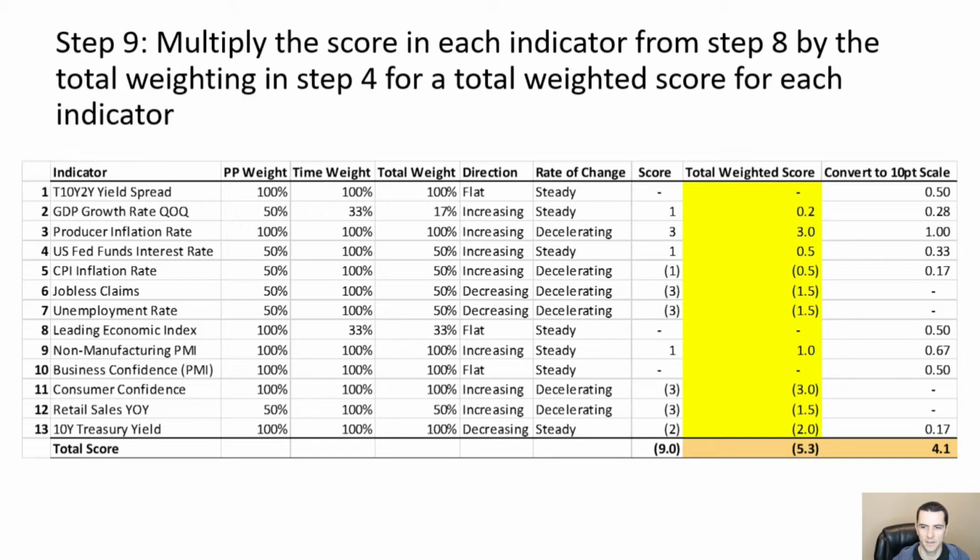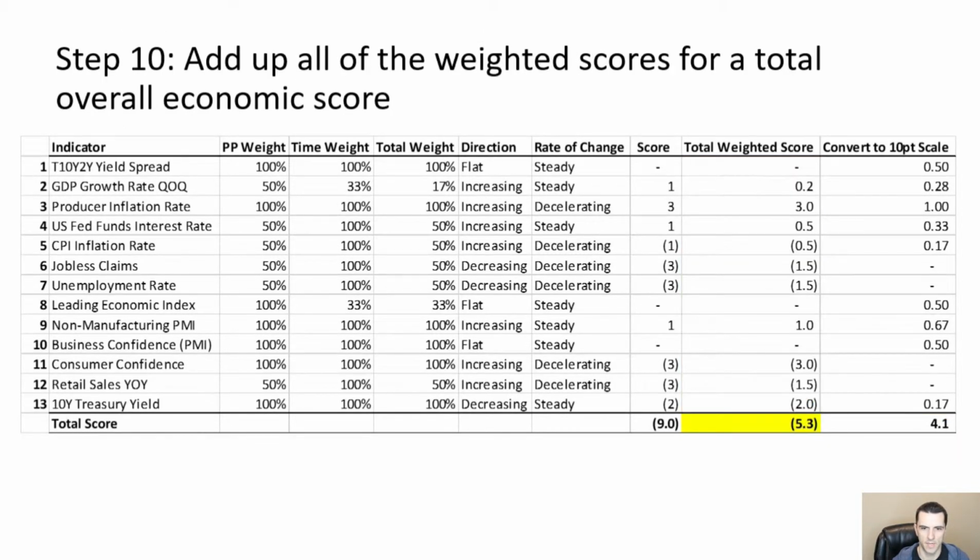So that then helps you see the contribution that each indicator is making for each of the total weighted scores by indicator. And of course at the bottom that gives you a number, negative 5.3 in this case, which may have some meaning, but you've got to do a bit of math to figure that out. So that takes us to step 10, where you're adding up all of the weighted scores for a total economic score, 5.3 negative in this case. So you've got to kind of think about what that means, which takes us to step 11.